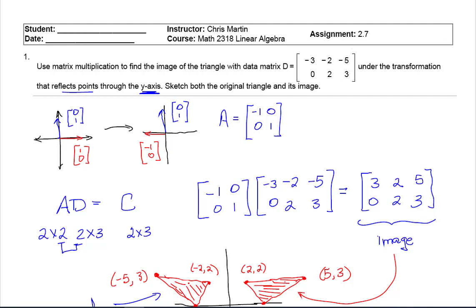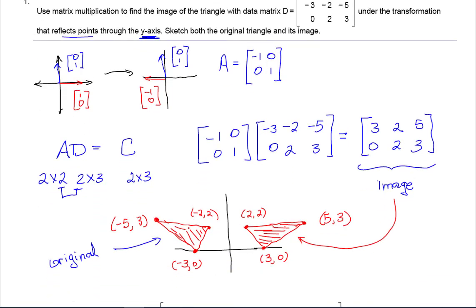If I draw a little sketch of that, that's here in this picture on the left, showing us that particular triangle. Now we want to see what happens to this triangle under the transformation that reflects the triangle through the y-axis. So we're wanting to reflect it about the y-axis. What does that reflection matrix look like? Here's 1, 0, 0, 1.